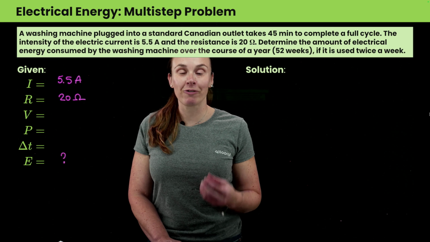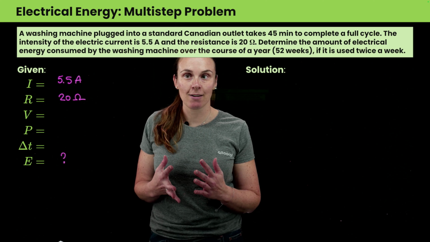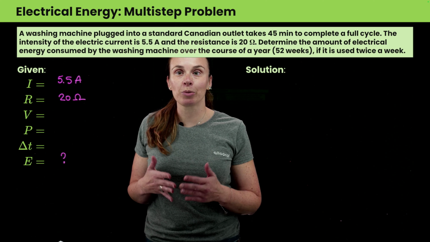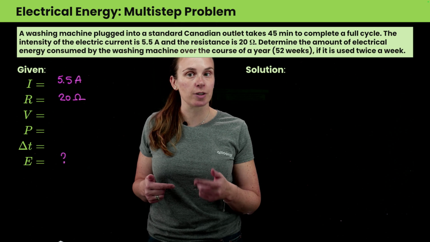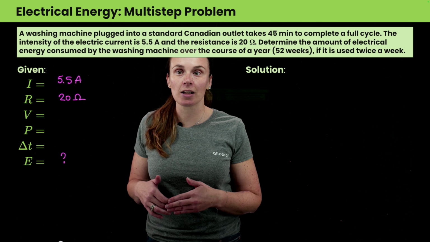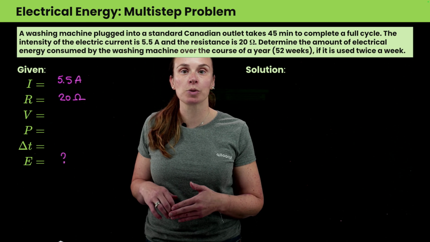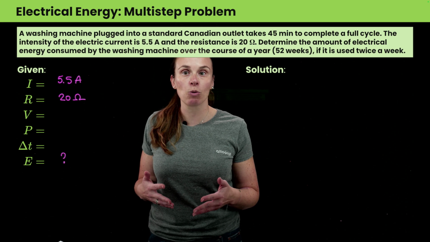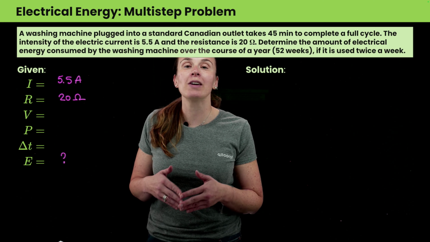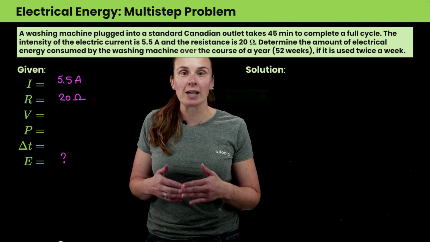So let's look at a final example that comprises all three formulas that we've looked at today. A washing machine plugged into a standard Canadian outlet takes 45 minutes to complete a full cycle. The intensity of the electric circuit is 5.5 amps, and the resistance is 20 ohms. Determine the amount of electrical energy consumed by the washing machine over the course of a year. Now remember, a year has 52 weeks, if it is used twice a week.